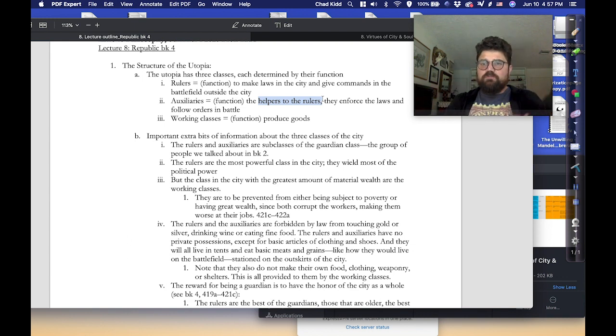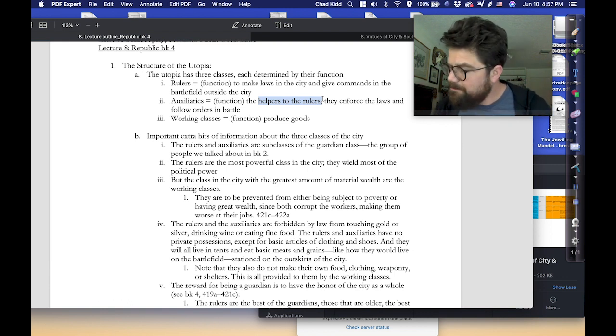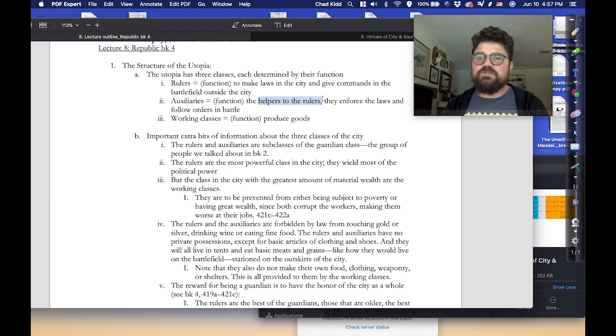Included in these crafts will be people like myself, right? People who are educators, that produce educated citizens, perhaps in very general sorts of ways, like maybe mathematics, music, poetry, and maybe even physical training, right? Like what Plato talked about in Republic Book 2. Included in the working classes will also be our merchants, the people that go and sell goods and services outside the city, mostly. They'll be like traders that go out and trade for other goods that we need.